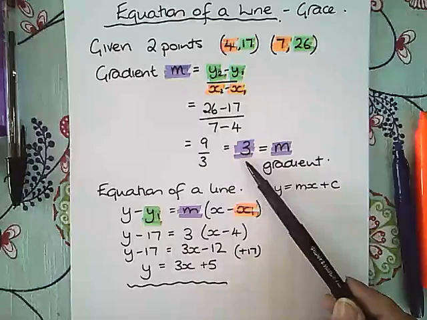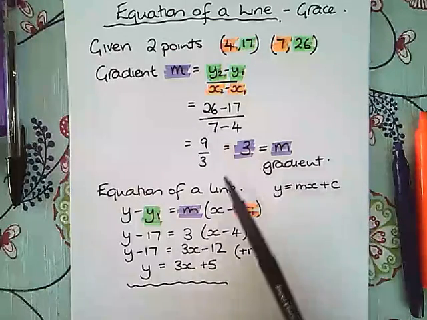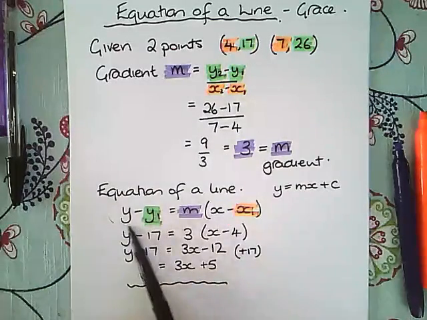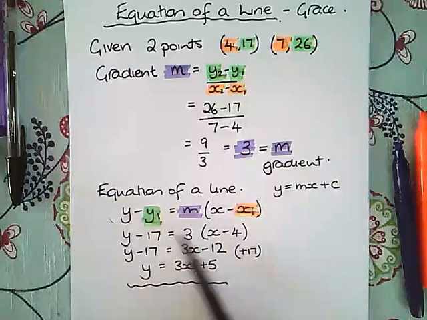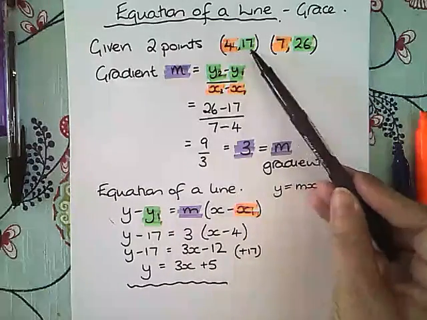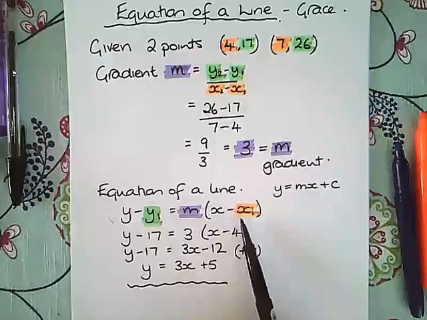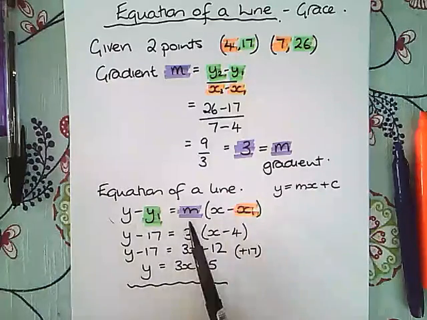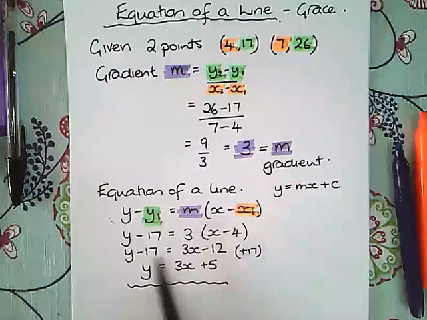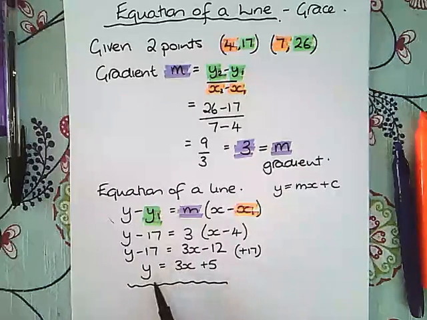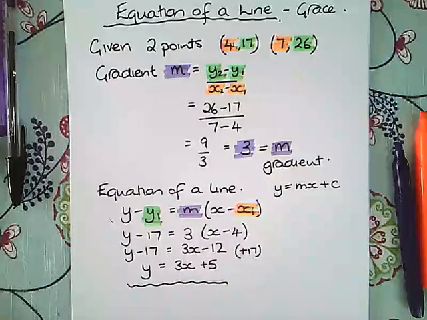Once you have found the gradient, you then need to substitute your values of the gradient and one of the points. I'd use x1, y1. It will work if you do the other point. Substitute one of the points and the gradient in, multiply out the brackets, and then get the y on its own to get the final equation of the straight line.